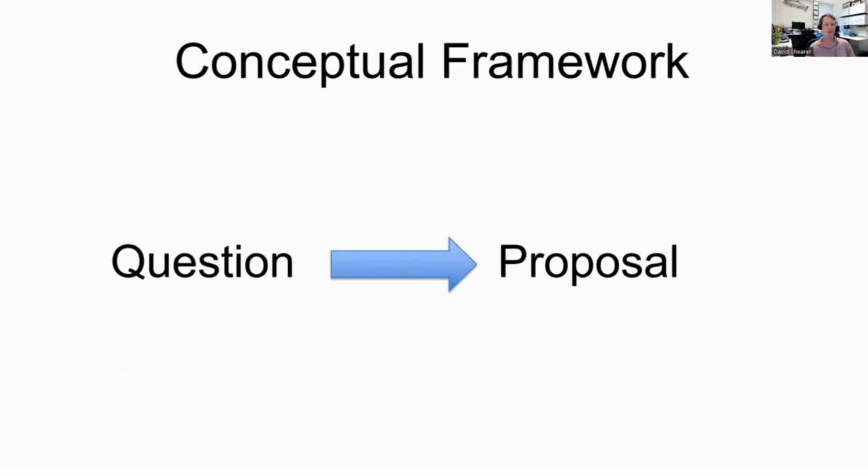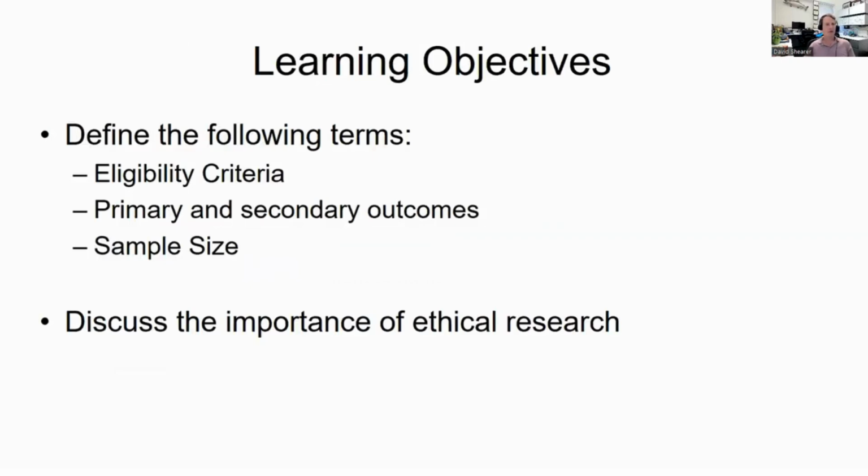And that could be a proposal to the IRB, proposal for funding, really just taking things towards the next step of actually conducting your study. So the learning objectives here are to just define a few terms that are really critical for a proposal, eligibility criteria. We'll talk a bit more in depth about outcomes, and then we'll go into the weeds a little bit on sample size calculation because it's often a big stumbling block.